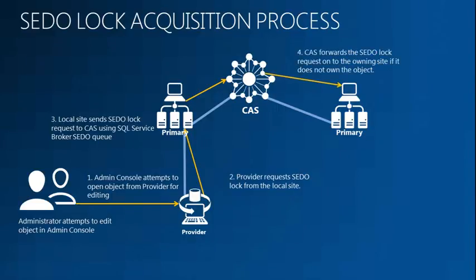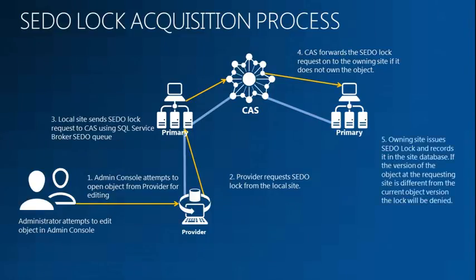CAS forwards the SEDO lock on to the owning site if it doesn't own the object, right? So if the object was created at the primary site, then we pass it along. If it's a CAS object, then the CAS is able to distribute out the lock. In this case, it's another primary. That sticks it in its database, right? And we lock it out. In this case, it's now locked on the entire hierarchy.